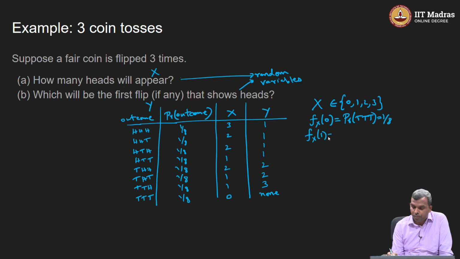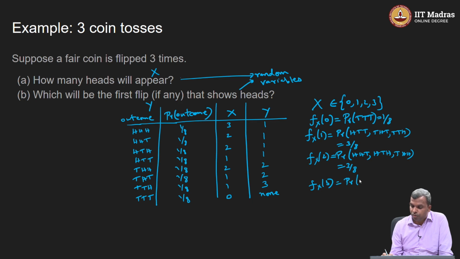Fx of 1 is the probability of HTT, THT and TTH, and that is 3 by 8. Probability of 2 is the probability of HHT, HTH and THH. That is again 3 by 8, and the probability of 3 is the probability of HHH, and that is 1 by 8. So, that is the PMF of x.